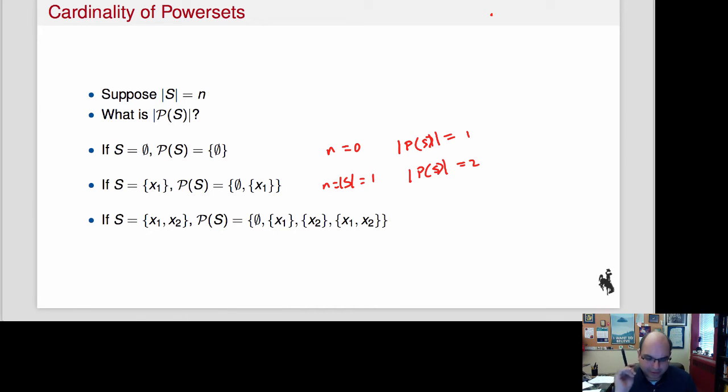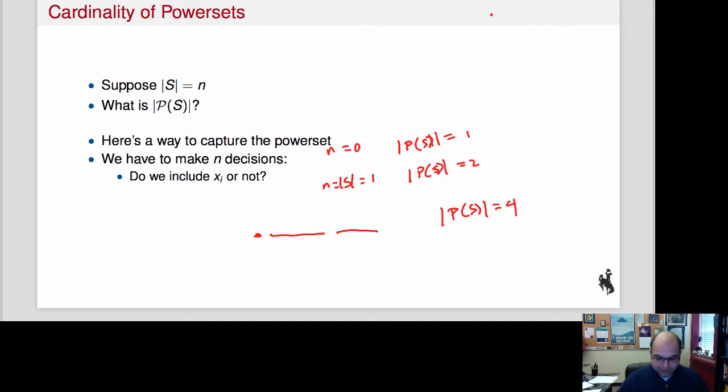Okay, so let's look at our next example. S now has two elements, x1 and x2. What's the cardinality of the power set? Well, we might as well always start with the empty set. We know that's in there. And now let's think of the subsets of cardinality 1. That's just x1 and x2. And then the subset of cardinality 2, there's only one way to get 2, and that's to have all of them. So this time, the cardinality of the power set is equal to 4.